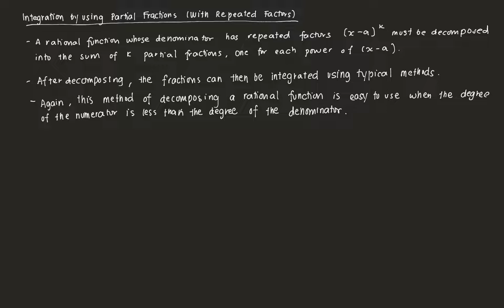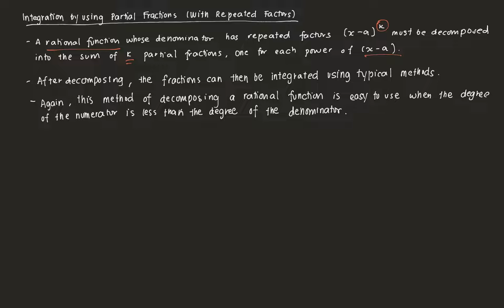Now, there could be a case wherein the denominator has repeated factors. When the rational function has repeated factors, those repeated factors must be decomposed into a sum of partial fractions according to the order. Say it's 2, then it must be the sum of 2 partial fractions, one for each of the powers of x minus a. And I think we'll be able to see this clearly with the example.